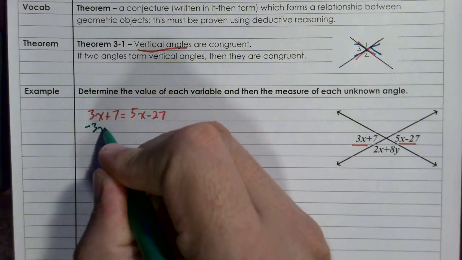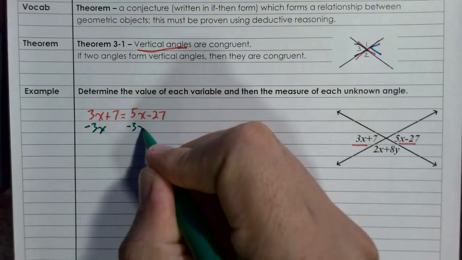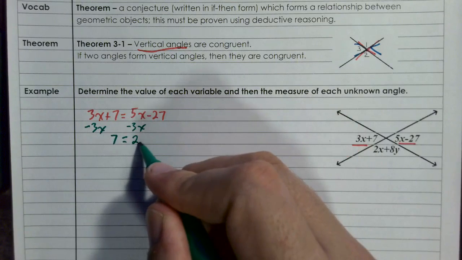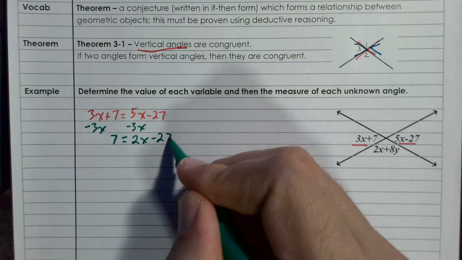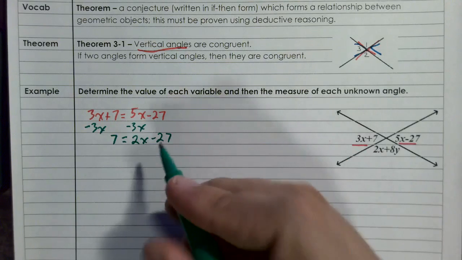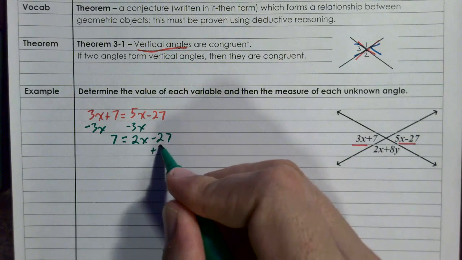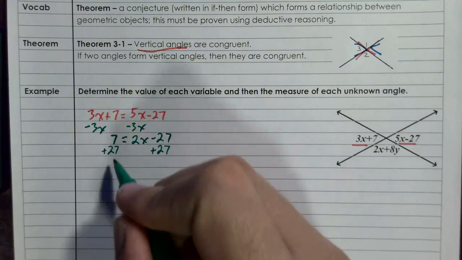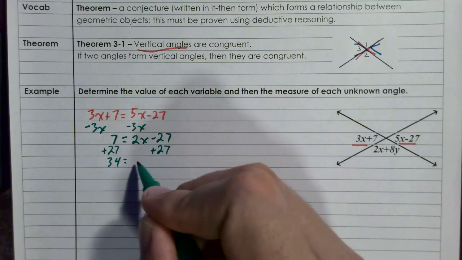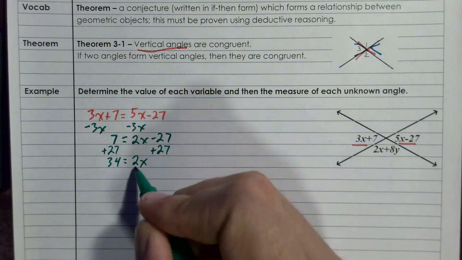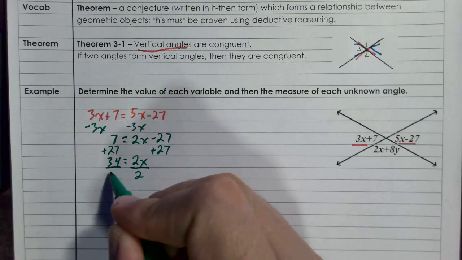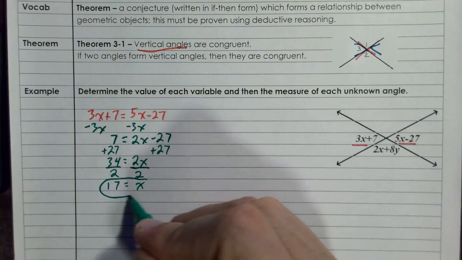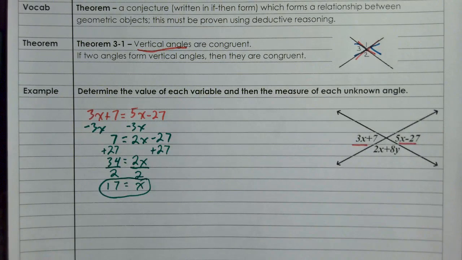So I'm going to subtract 3x from both sides here so I can get the x's together. So 5x minus 3x is going to be 2x minus 27. Let's kick this 27 over to the other side, so add 27 to both sides. 7 plus 27, that's 34, equals 2x. And our last thing to do is divide both sides by 2. So 17 is going to equal x. Cool, we found the value of our first variable.